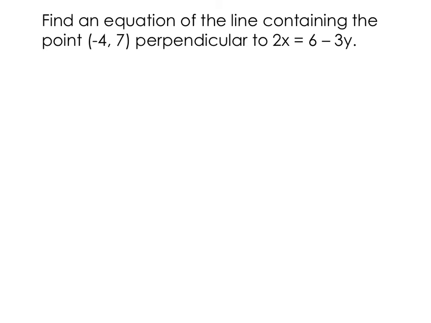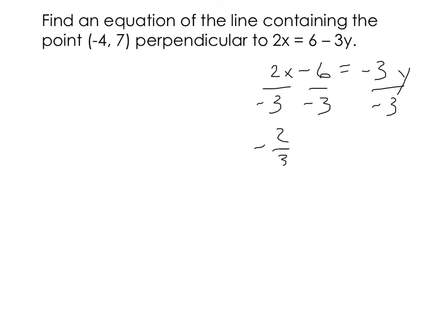Find an equation of the line containing the point (-4, 7) perpendicular to the given line. Remember, perpendicular lines have slopes that are opposite reciprocals. So let's look at this line. Boy, I don't like the way it's written. I wish it were in slope-intercept form. Let's subtract 6 from both sides. Let's divide everything by a negative 3. And now we can see that the slope is negative 2/3.